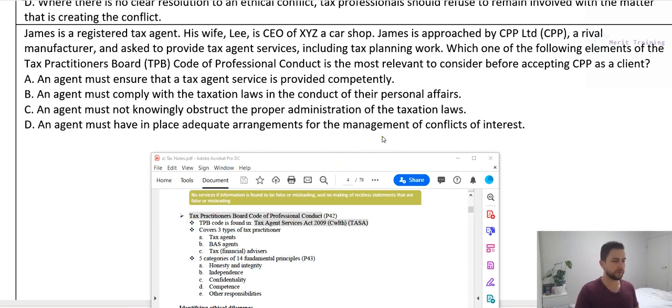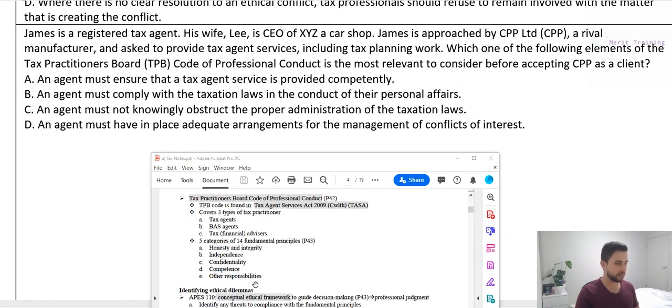Doesn't particularly relate to conflict of interest. Okay, C, an agent must knowingly obstruct the proper administration of the taxation laws. Again, not super relevant, right? So that's more about other responsibilities and integrity as well, but it's not clearly related to the situation.